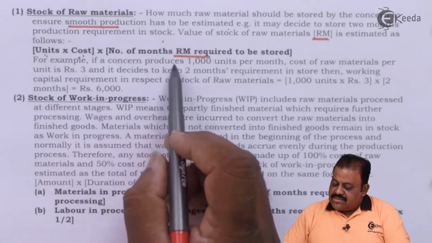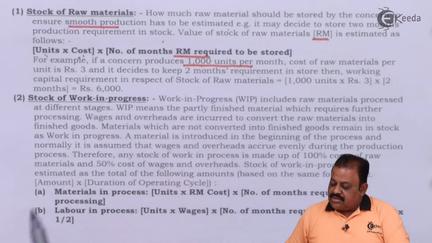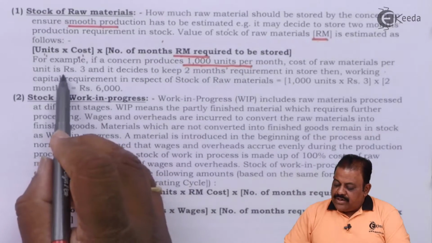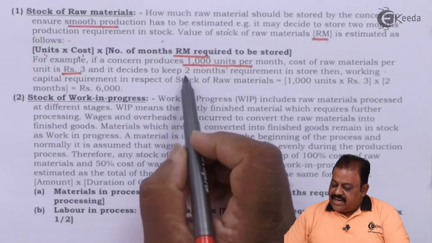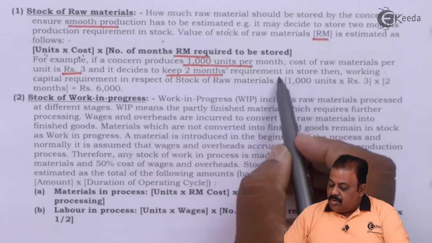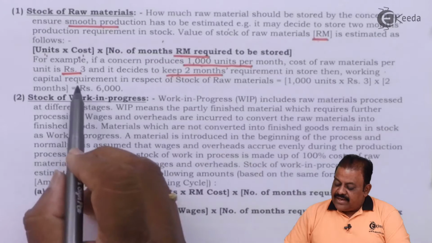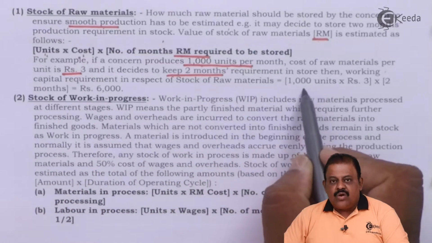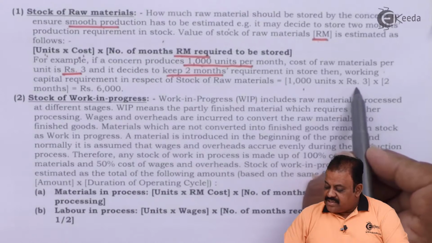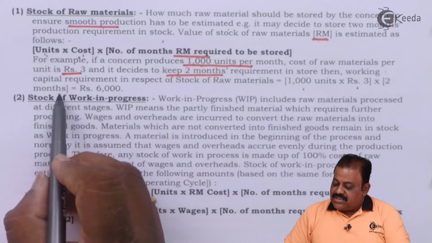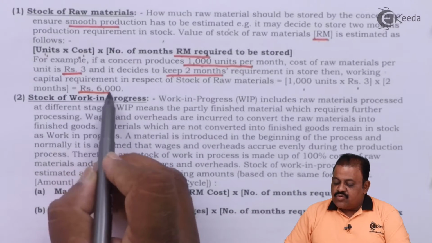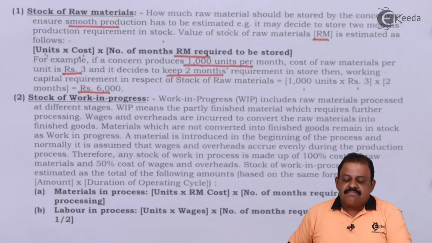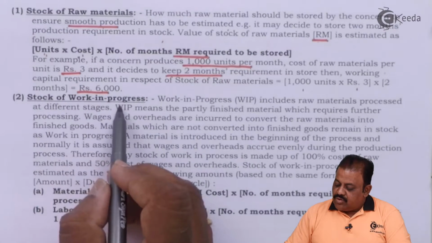For example, if the concern produces 1000 units per month, cost of raw material per unit is rupees 3, and it decides to keep 2 months raw material stock, then working capital requirement for stock of raw material is equal to 1000 units multiplied by rupees 3 multiplied by 2 months, that is multiplied by 2, it comes to rupees 6000.